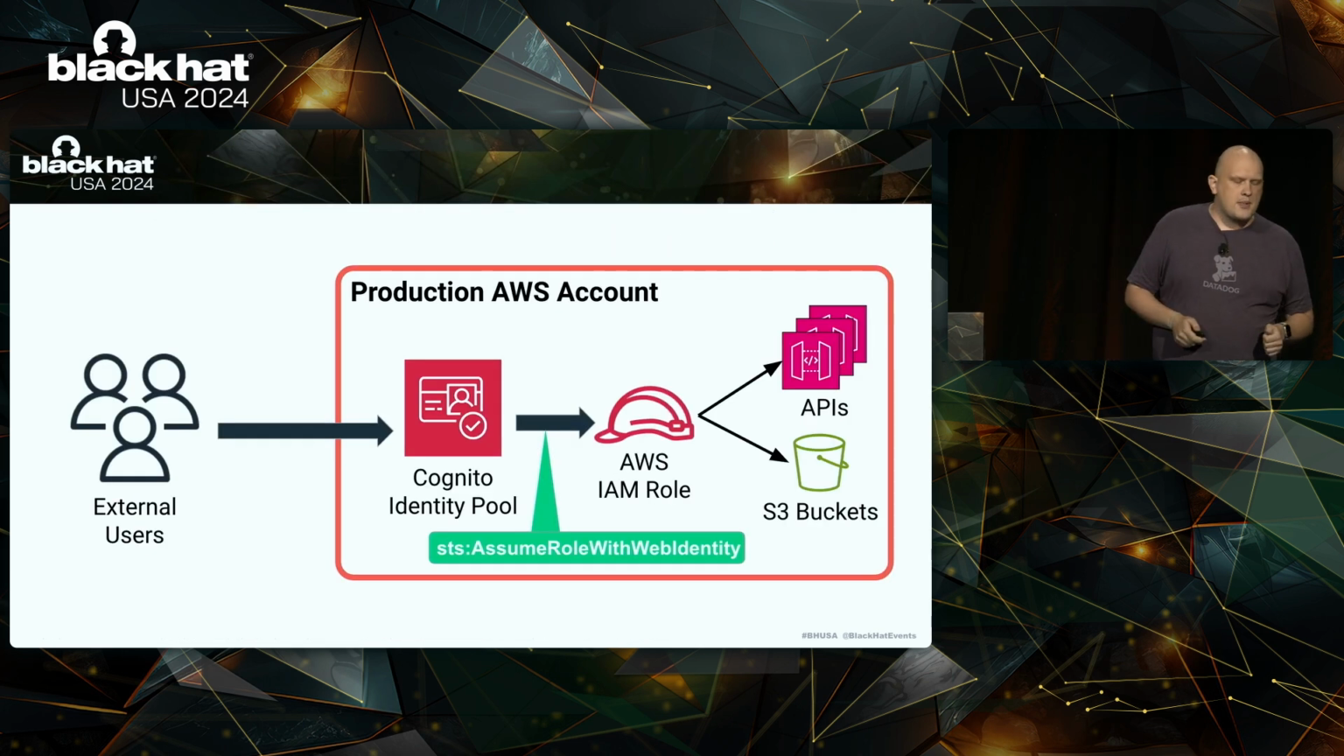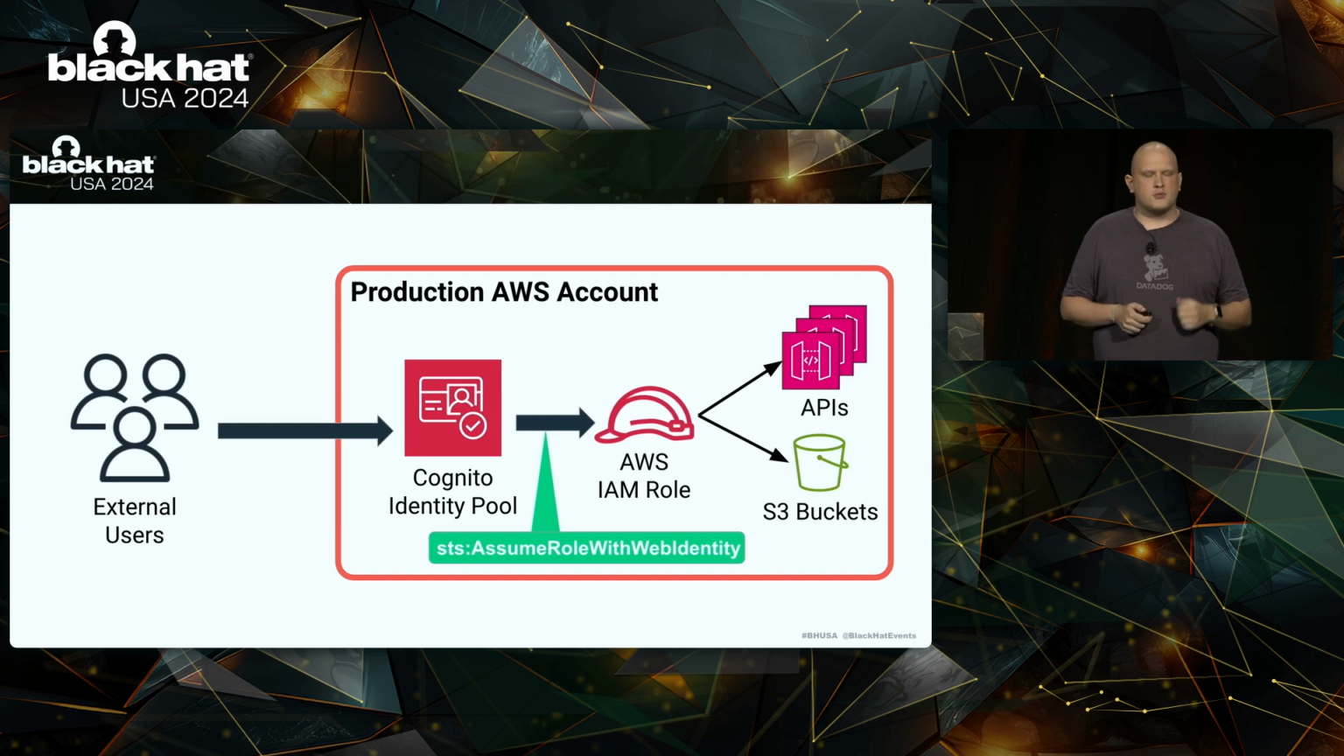So for example, say you're building a web application and you want your users to be able to upload content to S3 or perhaps invoke an API gateway using IAM auth, the way you could achieve this is by creating a Cognito identity pool in your account. Your users will interact with it and authenticate so that they can then assume the role in your account.